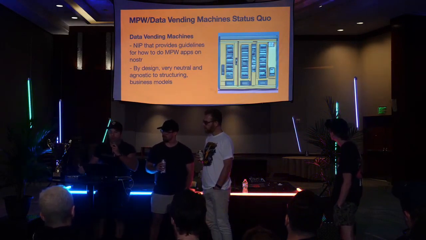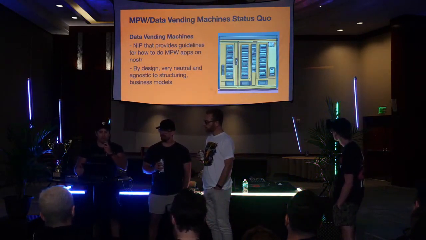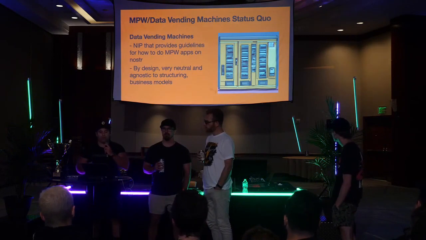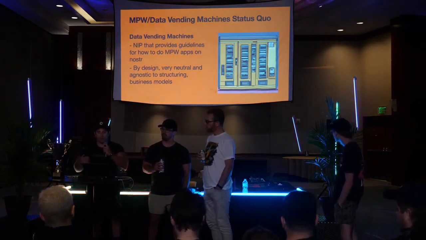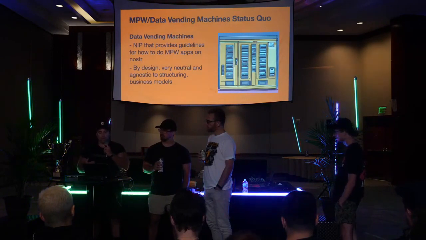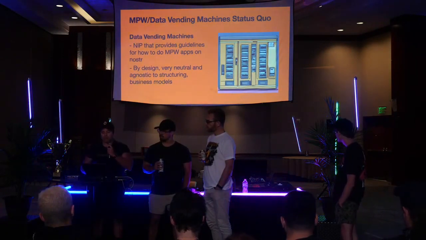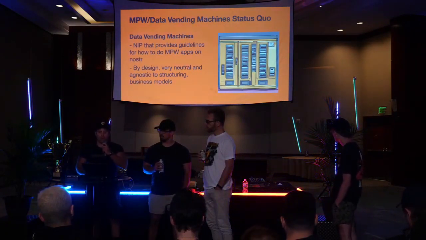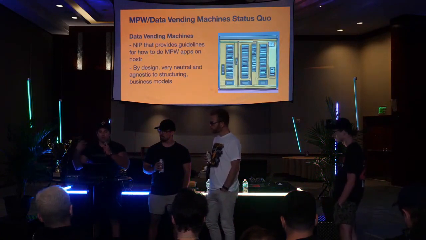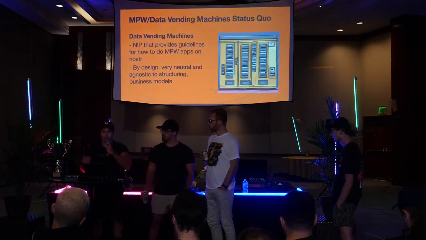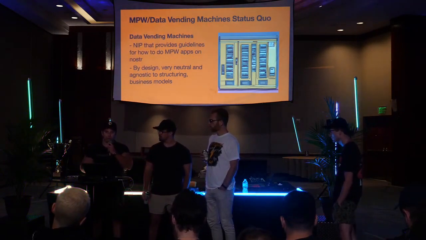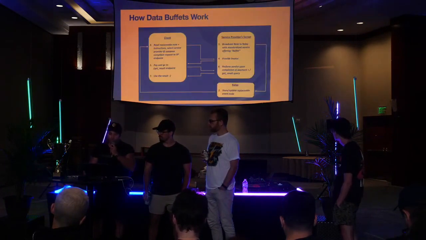Looking into the context, why did we build this? We looked at the data vending machine status quo, and that is a NIP that provides guidelines for how to do machine payable web, or machine-to-machine paid API requests on Nostr. By design that NIP is very neutral and agnostic as far as structuring the requests and business models, and that's great. It's great that people are thinking about this, but we wanted to take it to the next level and really make something specific and standardized that people could actually build on.